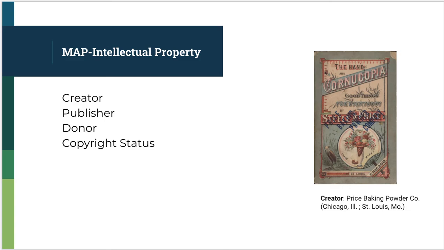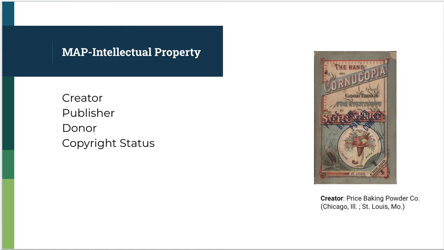My next group of metadata elements are labeled intellectual property, and this group consists of creator, publisher, donor, and copyright status. So the creator is the person or the organization responsible for creating the original record. The publisher is responsible for printing the record and making it available for public consumption.